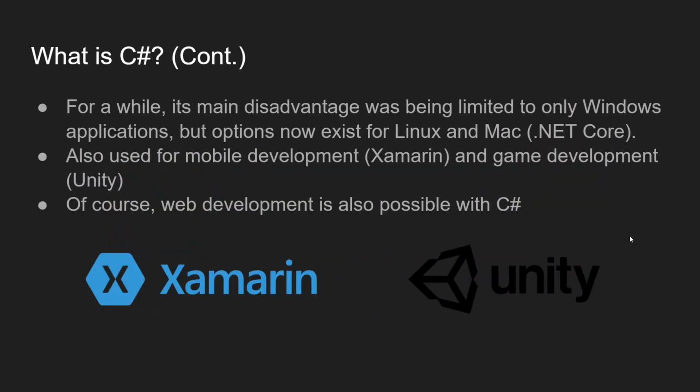Reiterating on that, originally C#'s main disadvantage was that it was primarily limited to Windows applications, but now that's since been expanded to have options for both Linux and Mac in the form of .NET Core. It's also used for mobile development, Xamarin, and game development, Unity. Those are two names that you may have noticed on the first slide. And then, of course, web development is also possible with C#.